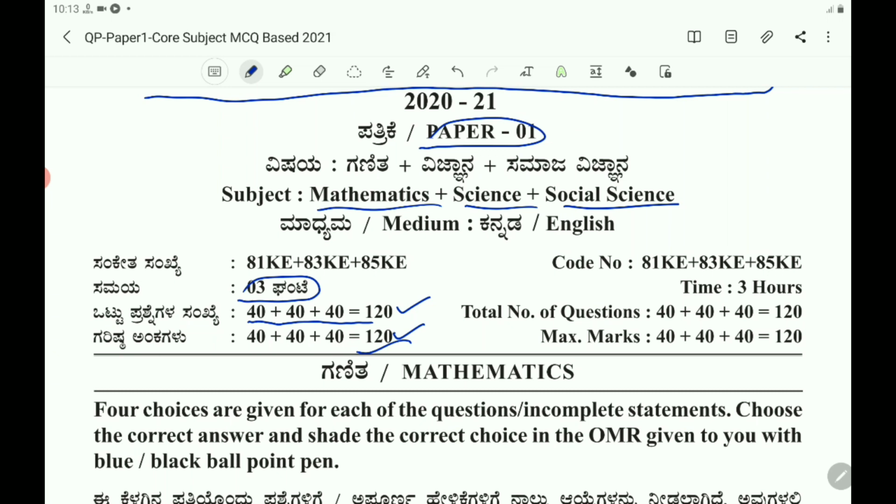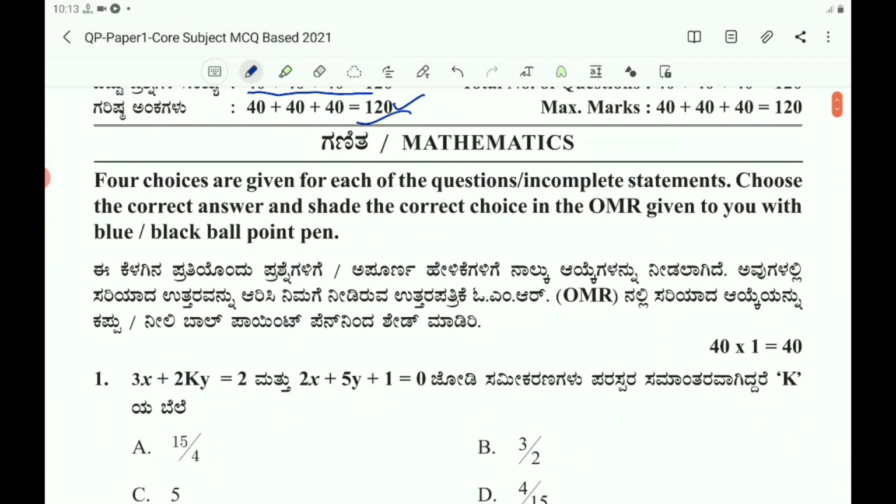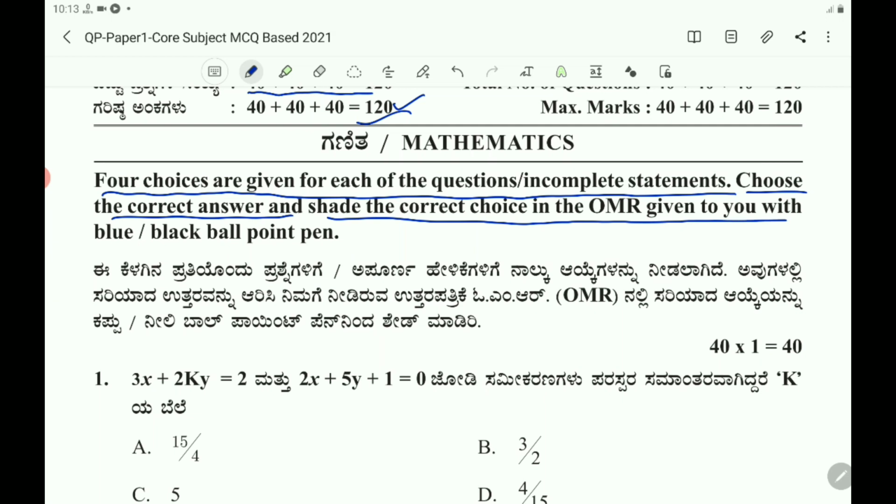Now let us solve this question paper in both mediums, Kannada medium and English medium. Four choices are given for each of the questions in incomplete statements. Choose the correct answer and shade the correct choice in the OMR given to you with a blue or black ballpoint pen.